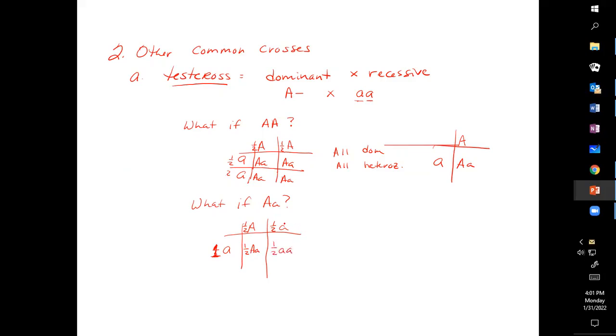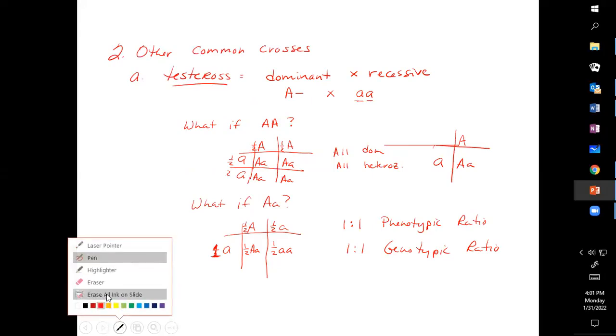The results of a test cross with a heterozygote are a 1-to-1 phenotypic ratio, where half are dominant and half are recessive, and a 1-to-1 genotypic ratio. So the test cross is a really common tool, not necessarily in humans or mammals, which you don't cross very well, but in organisms that you can manipulate like plants, fruit flies, nematodes, and different genetic model organisms, test crosses are quite common.